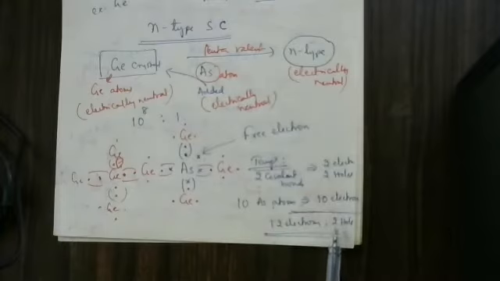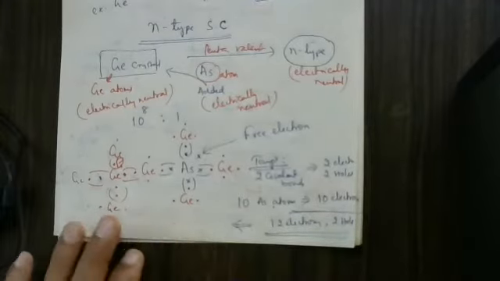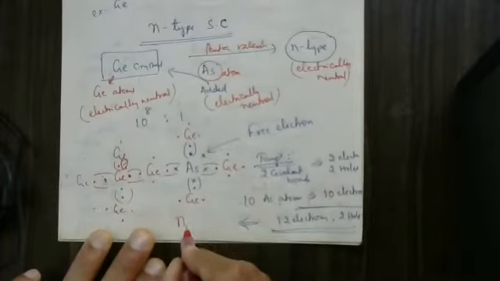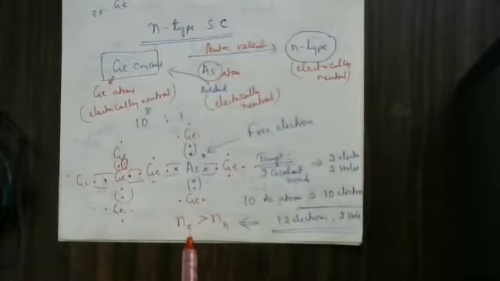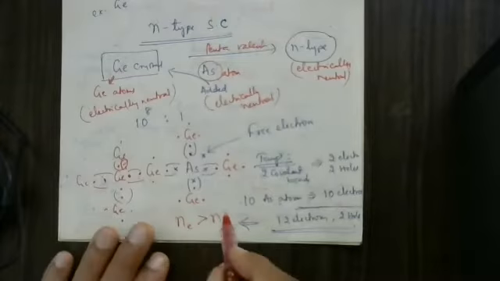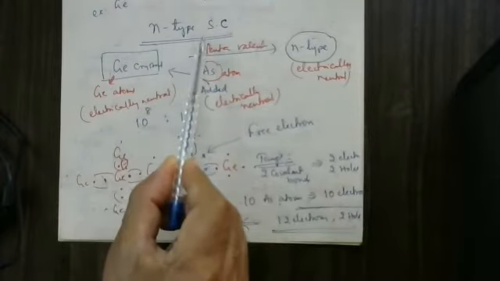Minority means lesser in number. Minority charge carriers are holes. Both are charge carriers here. Due to this, I can write that the number of electrons is greater than the number of holes. Electric current due to the electrons is greater than the electric current due to the holes, because the number of electrons is more, whereas the number of holes is less. Majority charge carriers are electrons, minority charge carriers are holes in the case of N-type semiconductor.